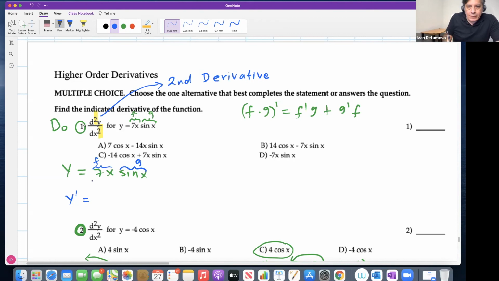So derivative of f is just 7, right? Times the g function as it is, sine of x, plus derivative of g, derivative of sine, cosine, times the function f as it is, 7x, right? Very good, very good. That is the first derivative.